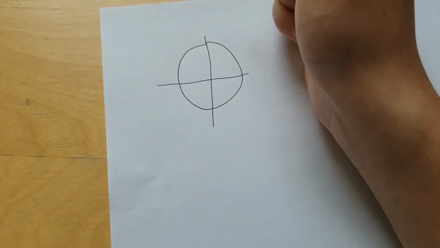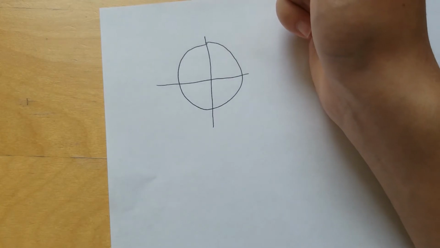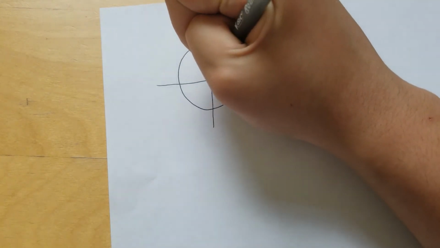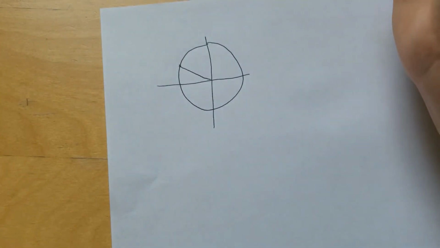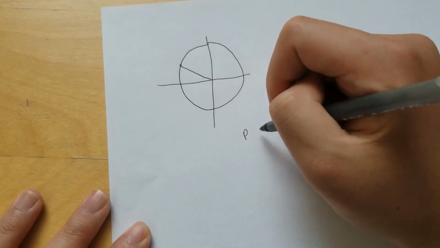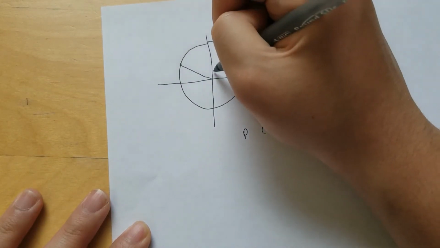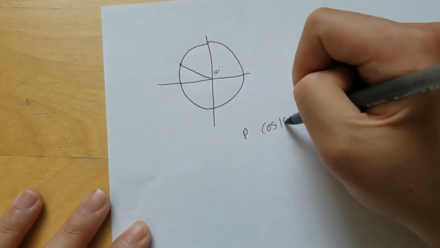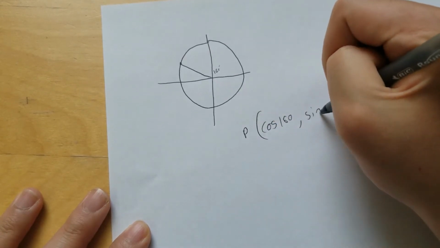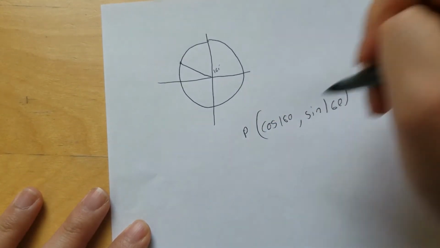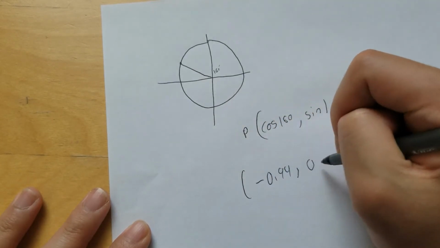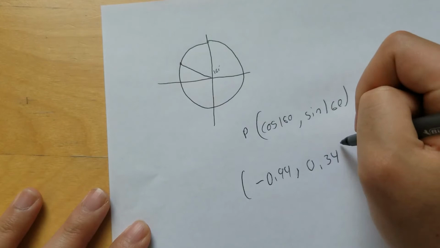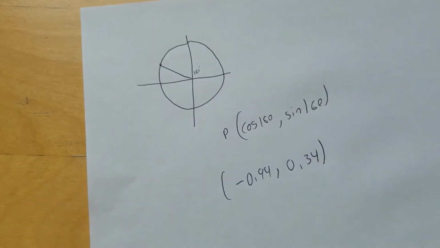Okay. And in the unit circle above, AOP is 160, so around right here. Right? And in this case, coordinates of point P is still cosine 160 and sine 160. And this is about like negative 0.94 and 0.34. Okay.